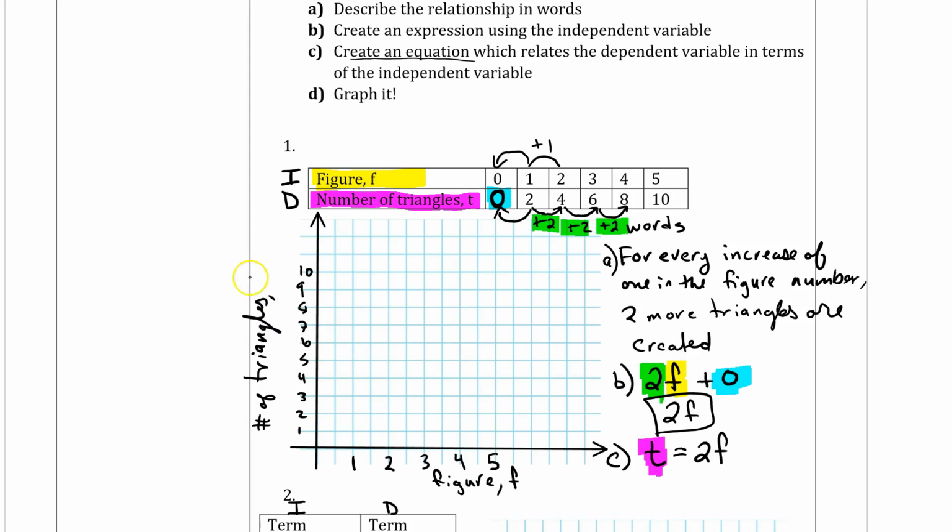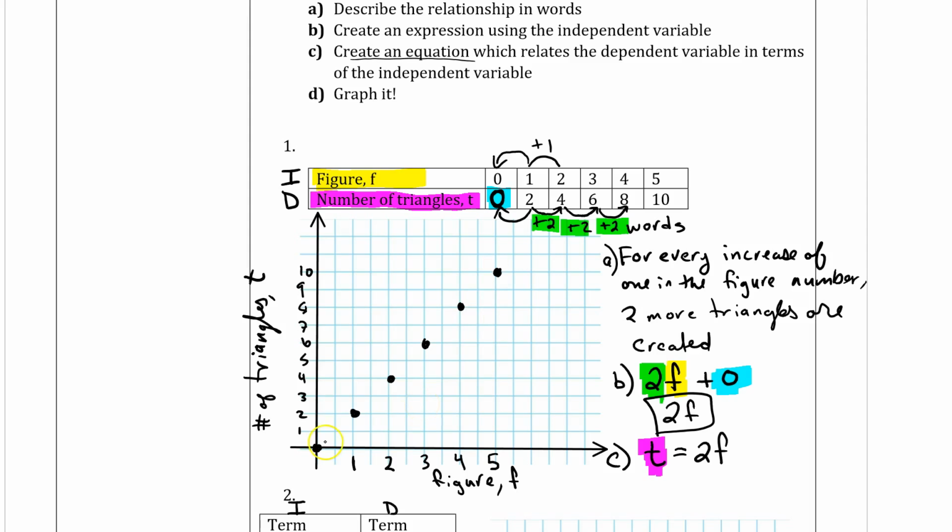And I'm going to put my variable t. Now I'm going to plot it. 0 and 0, 1 and 2, 2 and 4, 3 and 6, 4 and 8, 5 and 10. Now the biggest question here is, do I draw a line here or not?